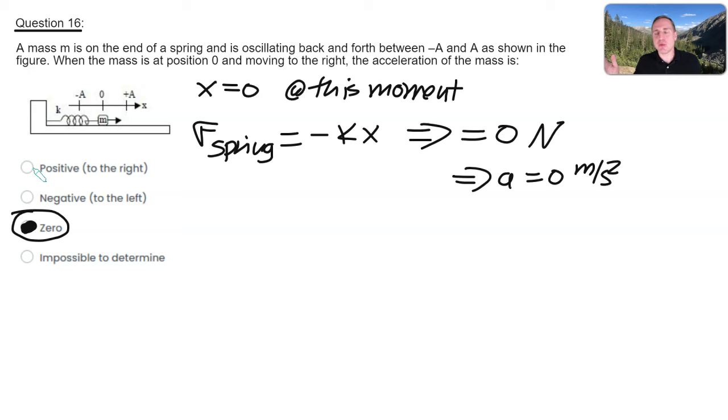After it moves past equilibrium, it'll gain a negative force to the left, which after it's elongated, will bring it back towards equilibrium. And when it's compressed, the force will always be to the right in the positive x direction. Hope that makes sense. 0 net force right now, such that we have 0 acceleration at this moment.